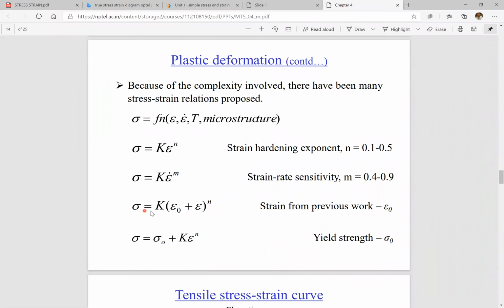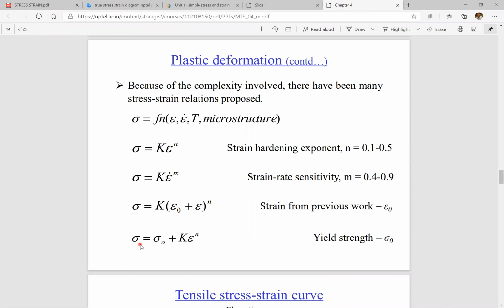Then see another relationship: K is equal to (epsilon 0 plus epsilon) to the power n. Epsilon 0 is the strain from previous work. n is the same strain hardening exponent, but here epsilon 0 is the strain from the previous work. That means before you go for the final deformation, what was the deformation in the material previously.